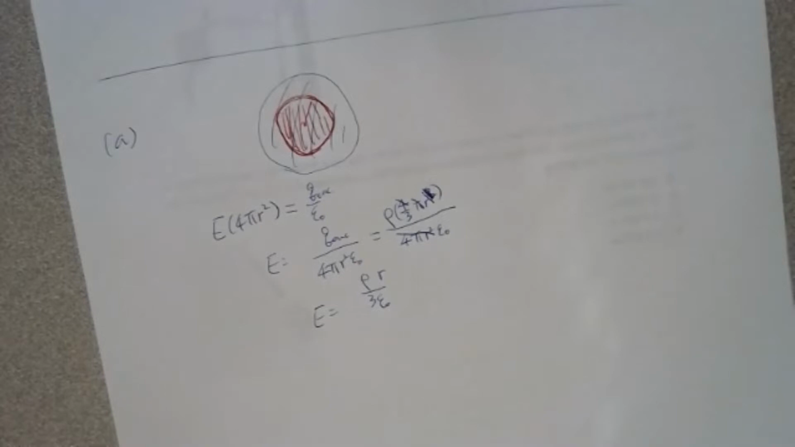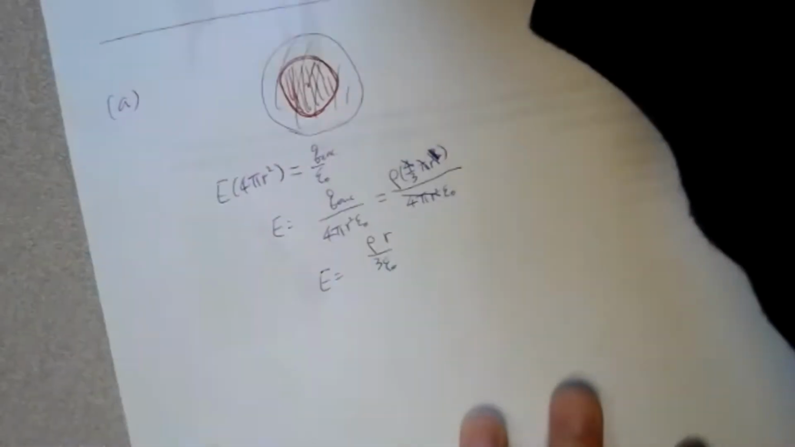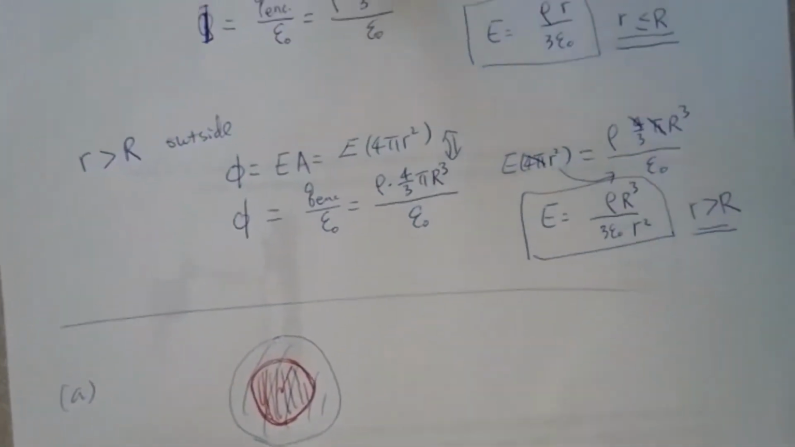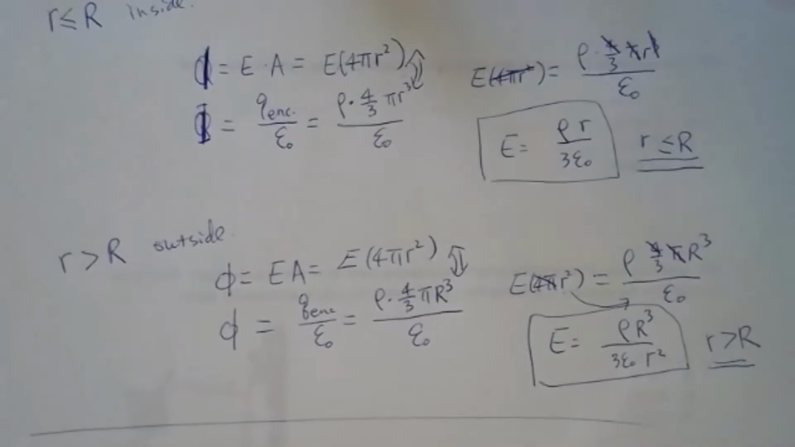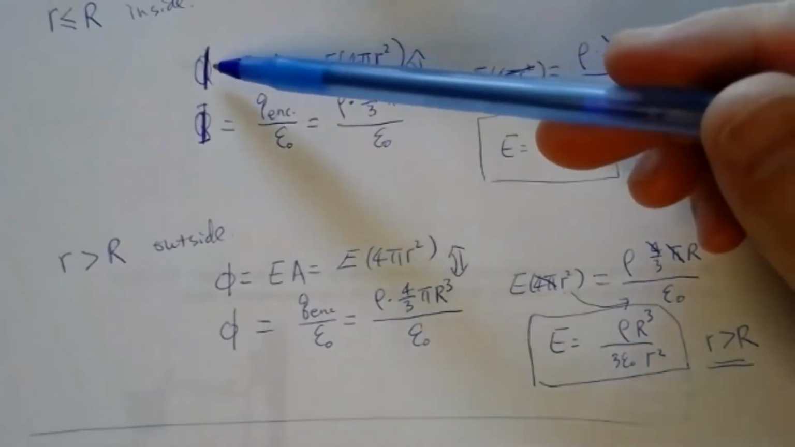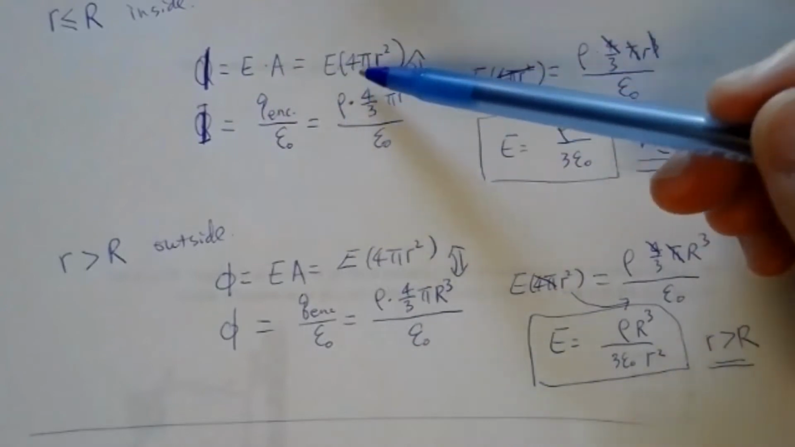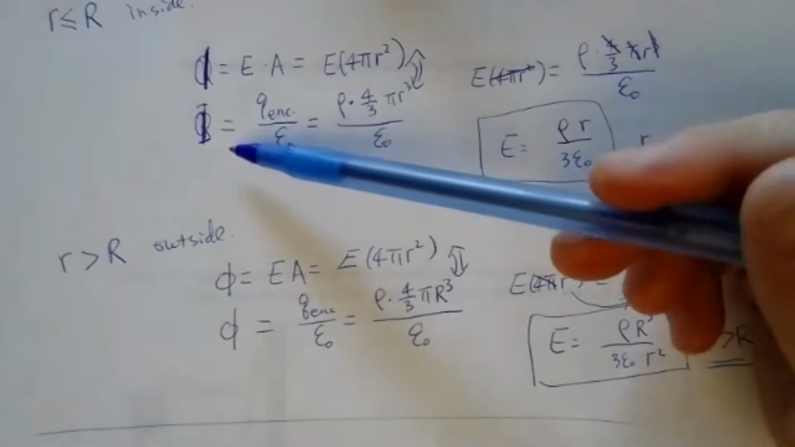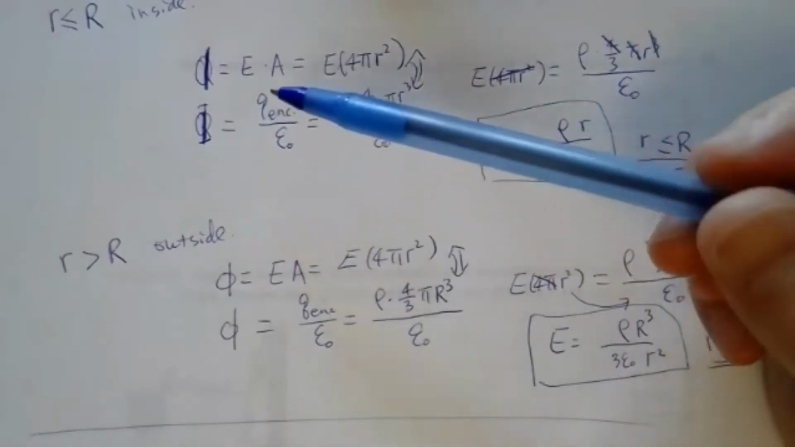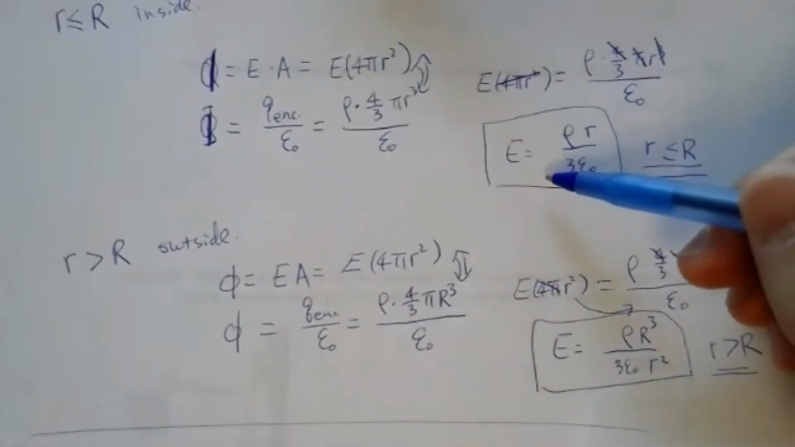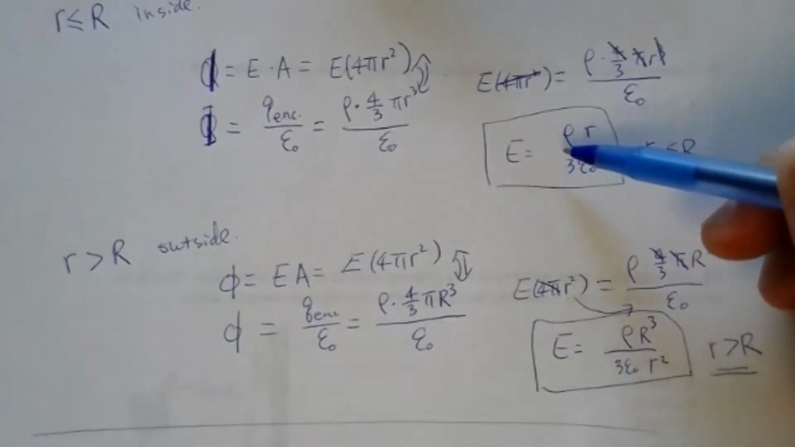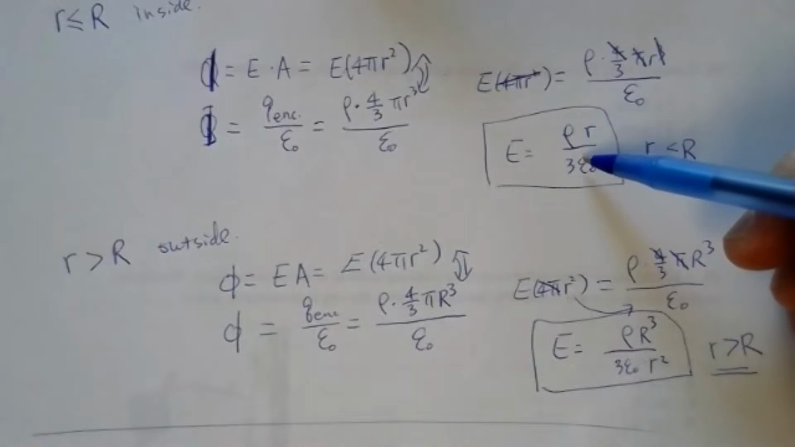Okay. So let's take a look here. As I said, this is what you got earlier. So pretty much this is what you are going to apply. You are going to calculate flux from the definition, which is E times 4 pi r squared. You are going to calculate flux from Gauss's law. This is inside the sphere, so you'll end up with this expression: E inside the sphere is rho r over 3 epsilon naught.